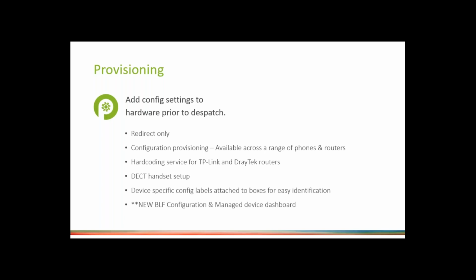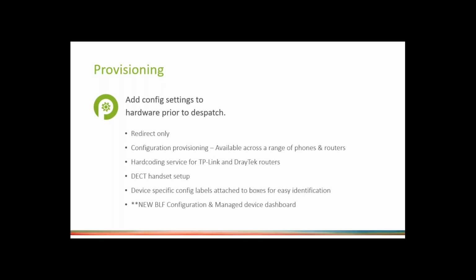So device-specific config labels attached to boxes, just allowing for easy identification when your engineer's on site if they're deploying quite a large number of handsets. What this really means is if we're configuring the handsets, we'll apply a configuration label to each box that'll have the extension number, the user on that box. So essentially, your engineer, if they're doing an installation, they know who it's for.